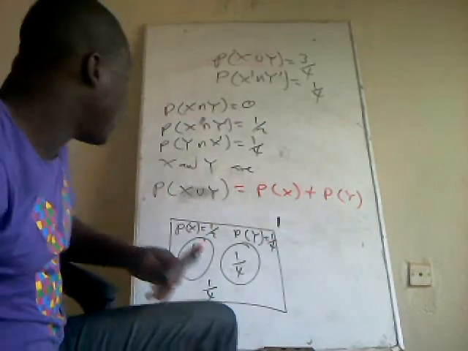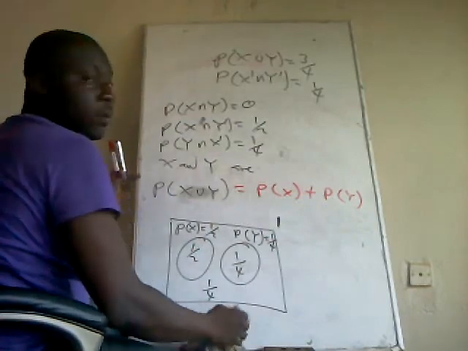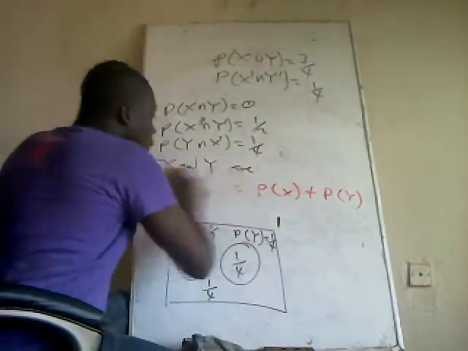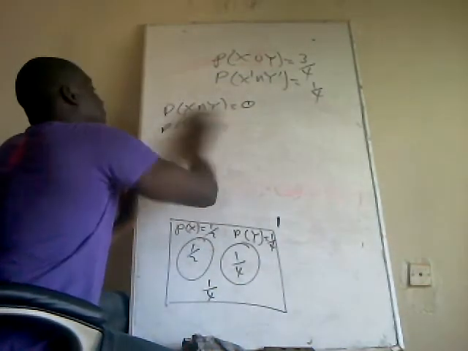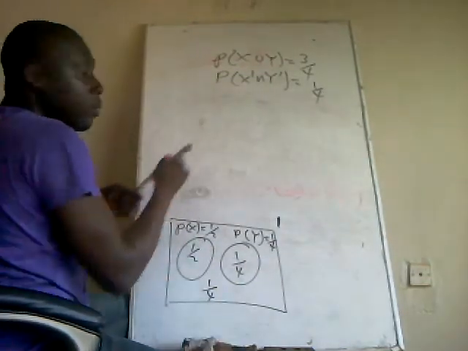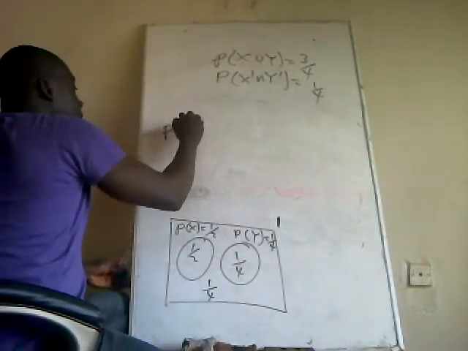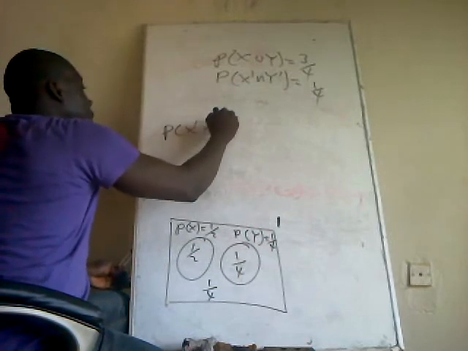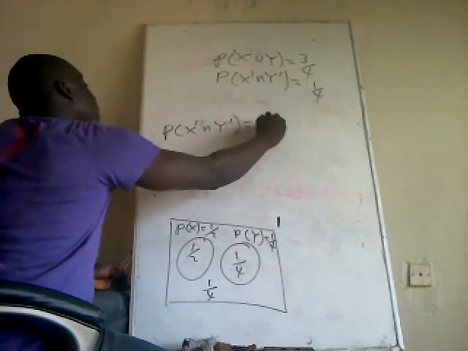It's also 1 over 4. Okay. And we are supposed to find P of X prime intersection Y prime, and this is 1 over 4.